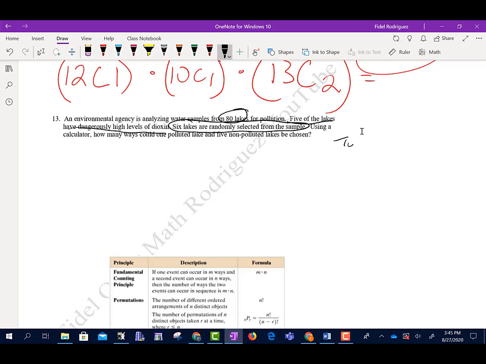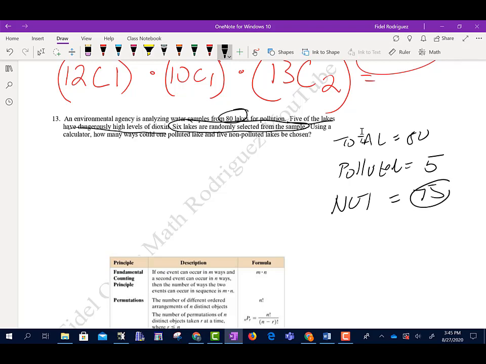Okay, so let's think about it this way. We have a total of 80 lakes, right? How many of them are polluted? 5. So how many are not? 75, right?